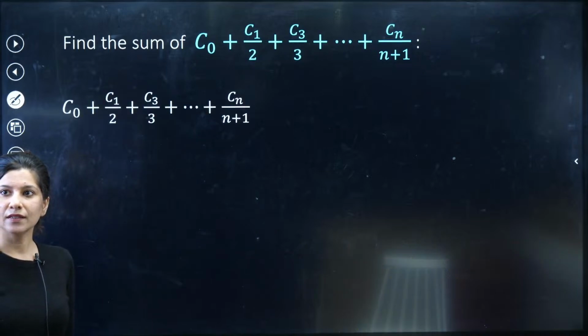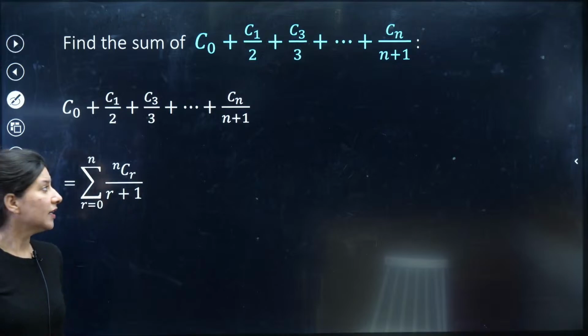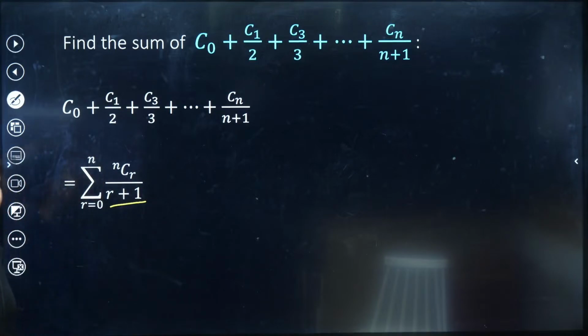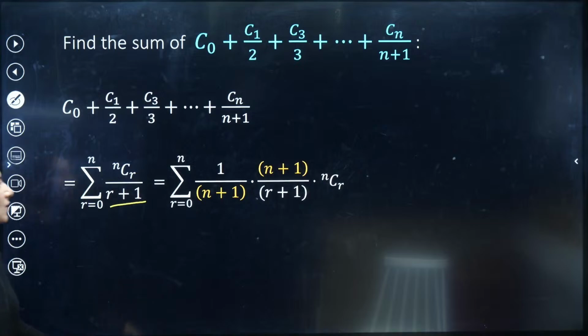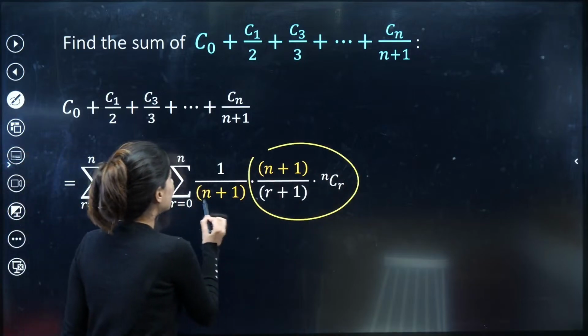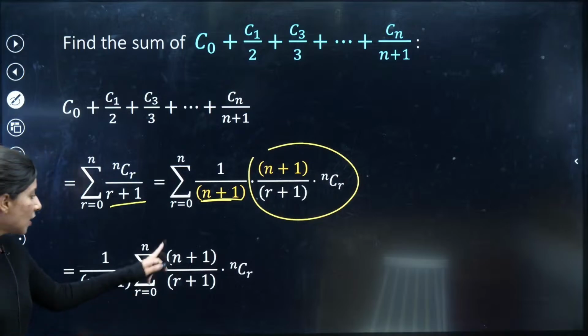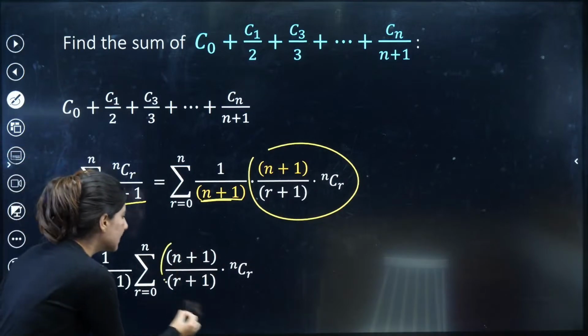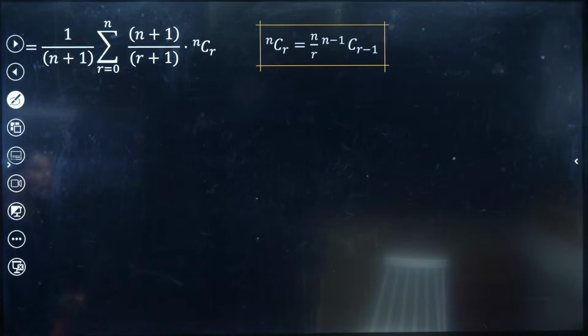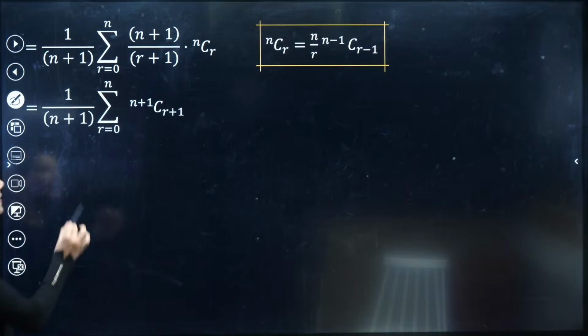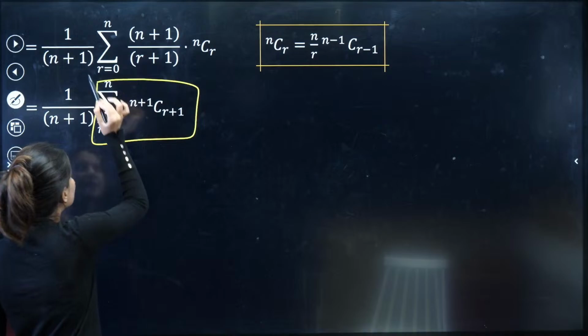Okay. So what did we do? We saw that this is r plus 1. So we multiplied and divided by n plus 1 so that I can just combine it, because this n plus 1 can stay outside. So now this is n plus 1 C r plus 1. Clearly this is your n plus 1 C r plus 1, and if I expand this, what do I get?